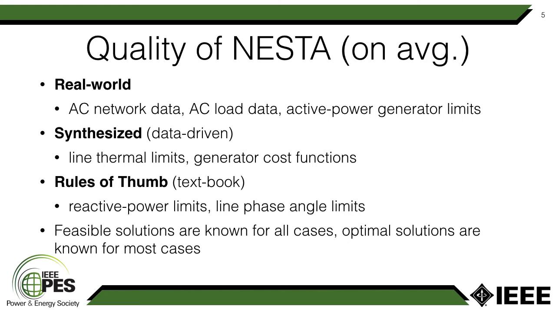It has real-world network data, AC load data, and active power generation limits. However, it has synthesized, using a data-driven method, values for line thermal limits and generator cost functions. And then rules of thumb from power system textbooks were used to generate reactive power limits and line phase angle limits. It's known that all of the test cases in Nesta have feasible solutions, and the optimal solutions of some of the test cases are also known.